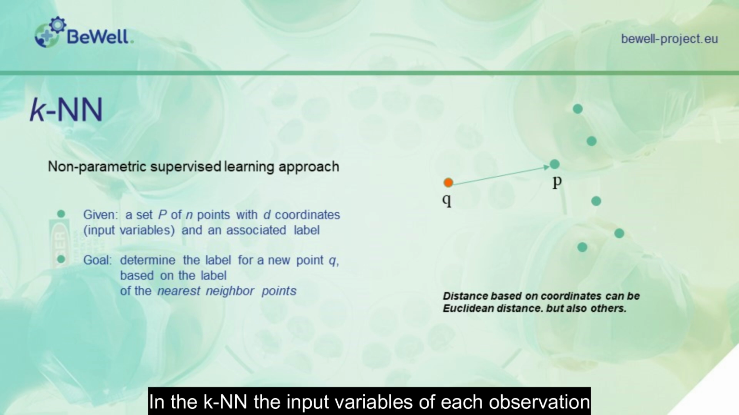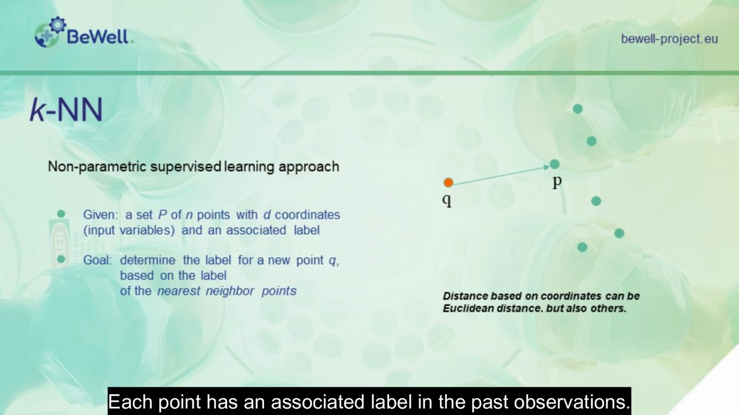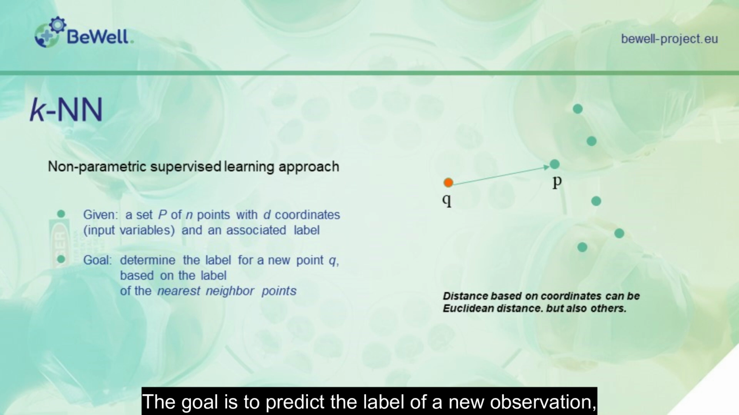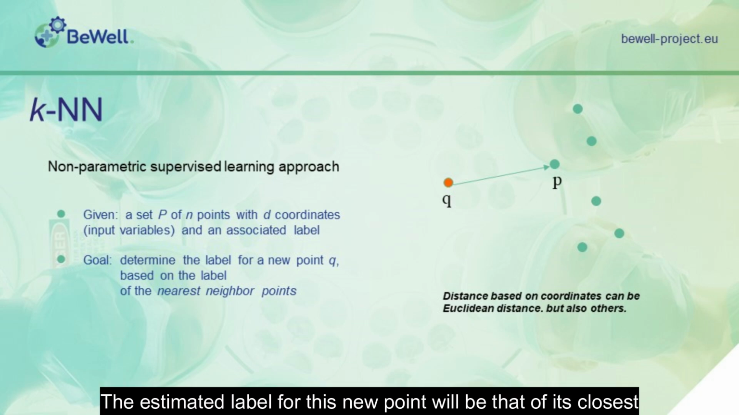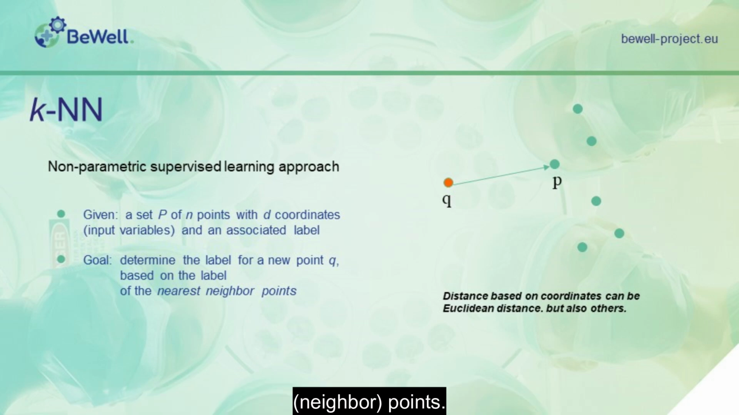In the KNN, the input variables of each observation represent its coordinates in multidimensional space. Each point has an associated label in the past observations. The goal is to predict the label of a new observation, which is also modeled as another point in the multidimensional space. The estimated label for this new point will be that of its closest neighbor points.